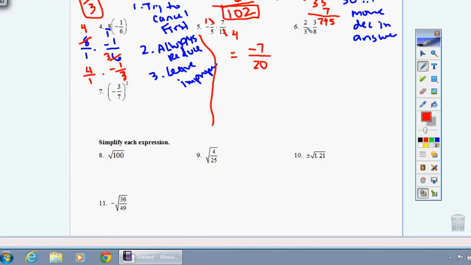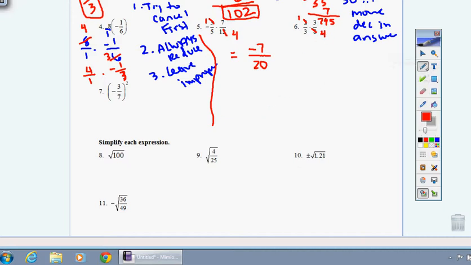Alright, let's look at these fractions here. 2/3 times 3/8. Can I reduce 2/3 at all? No. I can't reduce 3/8 either, but let's see if we can cross-reduce. Can I reduce 2 and 8? Well, they're both divisible by 2. So 2 divided by 2 is 1, and 8 divided by 2 is 4.